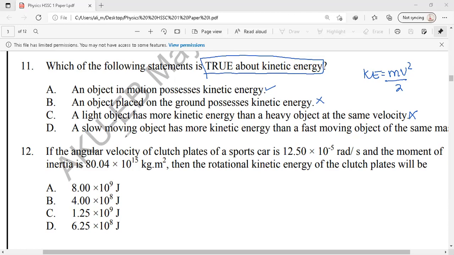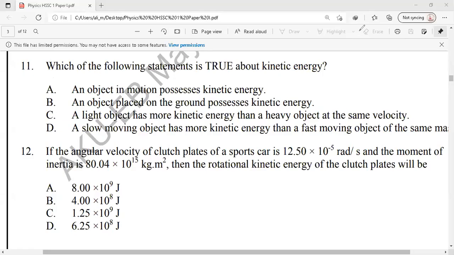Then we have option D. A slow moving object has more kinetic energy than a fast moving object of the same mass. As we can see, kinetic energy is directly proportional to the square of the velocity. This means that a body moving with a large velocity should have a large magnitude of kinetic energy. So the correct answer for question number 11 should be option A.